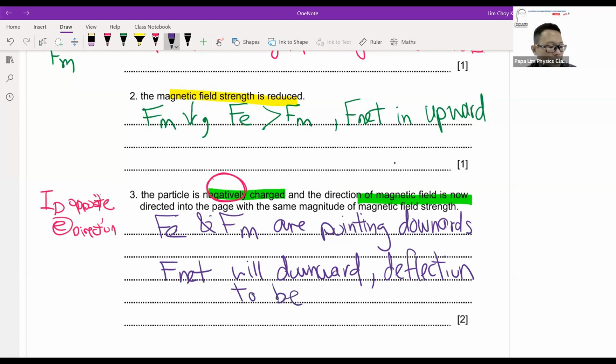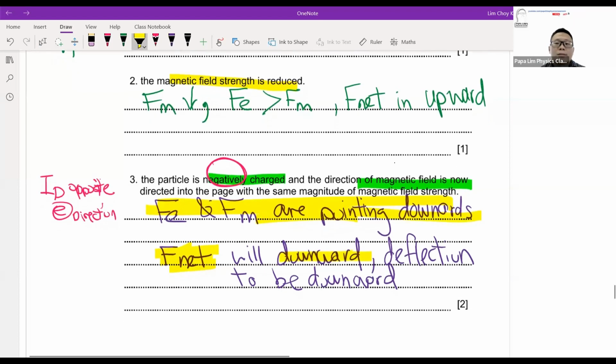To be downwards too. Okay, so this is what I mean by the answer. The keywords that we're looking at is you have to highlight to the marker about the changes in the electric field and the magnetic force, and the sum of the interaction between these two forces. What does it result to? It results to a net force, which is also pointing downwards.